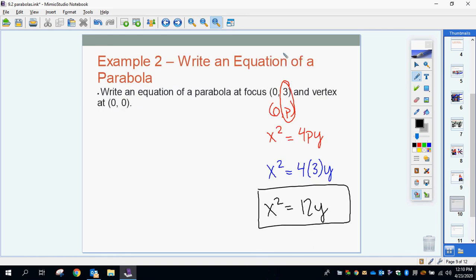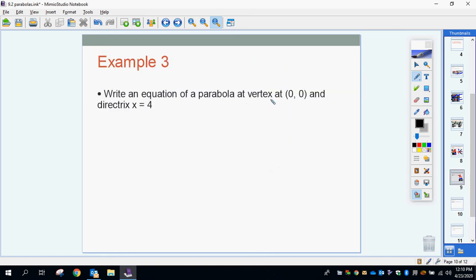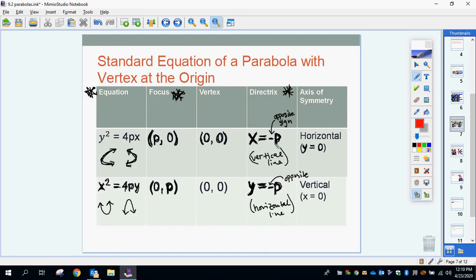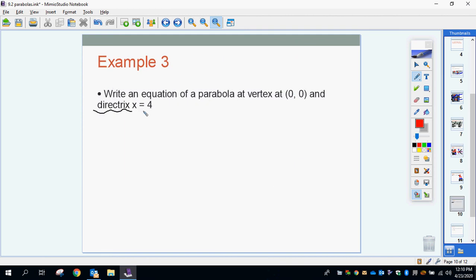Let's say instead of being given the focus first, that we were given the directrix. So this parabola has a vertex at 0, 0, and our directrix is x equals 4. So let's take a look at that chart. Underneath directrix, when we have x equals, we know we're using the equation y squared equals 4 times p times x.